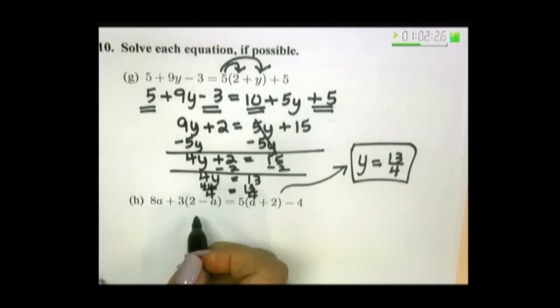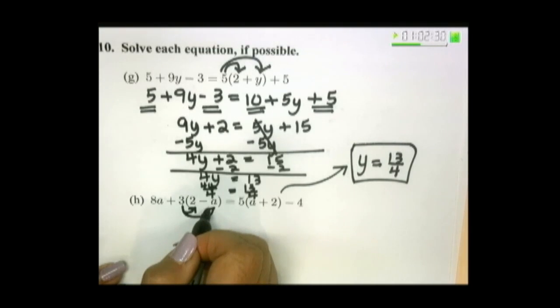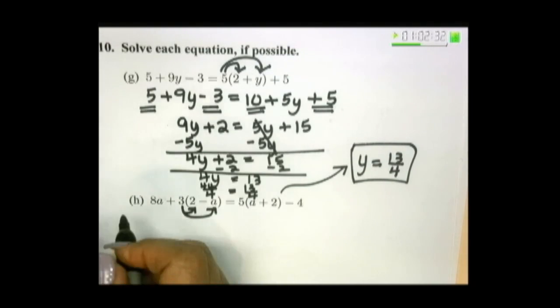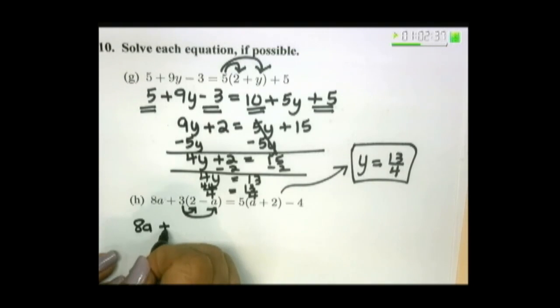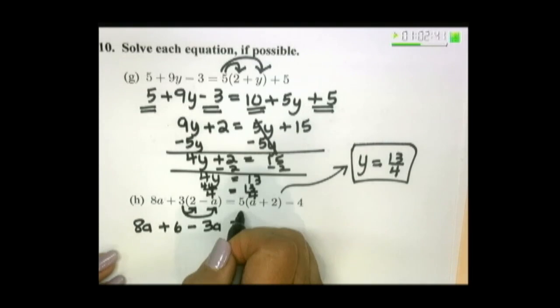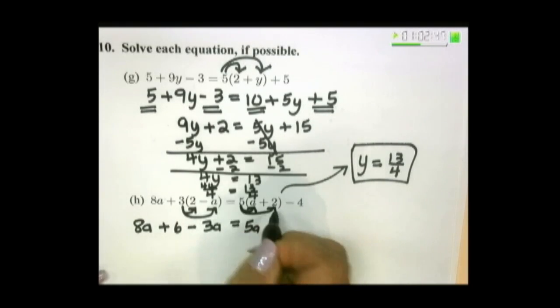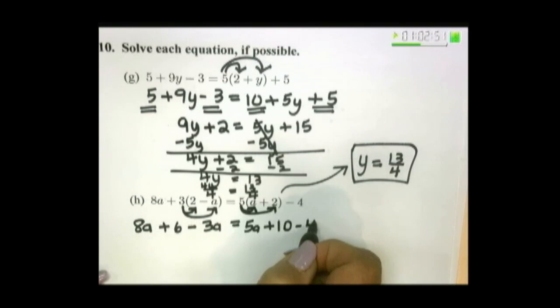All right. Next, I'm going to distribute 3 times 2 and 3 times a negative a. So I get 8a plus 6 minus 3a equals, now I have to distribute, 5 times a is 5a, and 5 times a positive 2 is a positive 10.